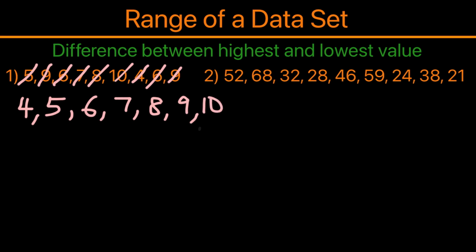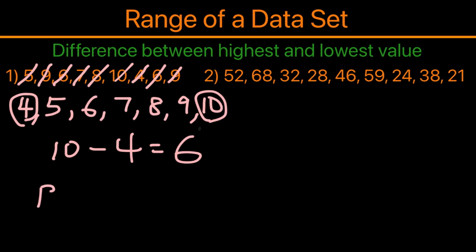So now that we have them in order, all we gotta do is find the lowest number, which is 4, highest number is 10, and then we would take 10 minus 4, and the answer will be 6. So the range for the first example is 6.